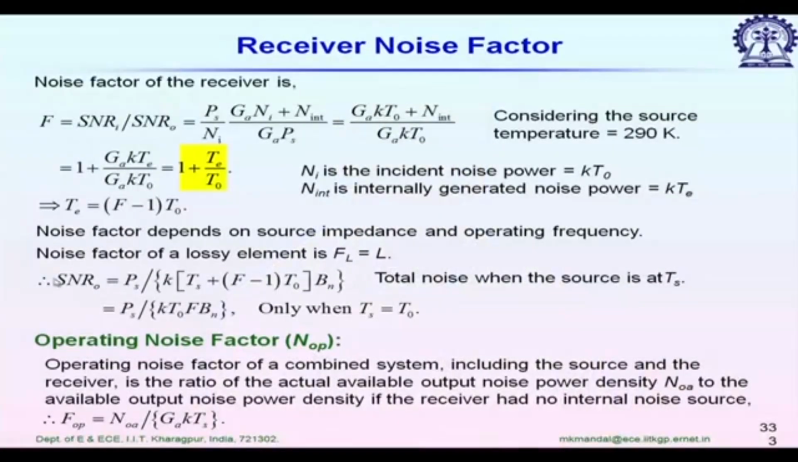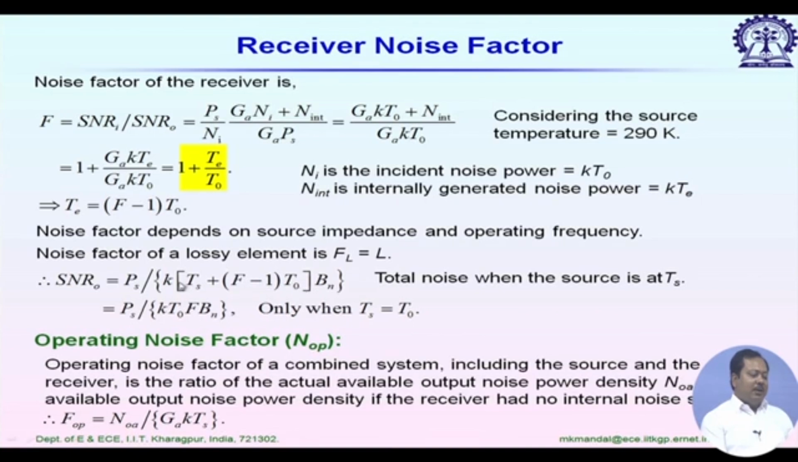Okay, now let us consider a source temperature Ts instead of that standard value of 290 Kelvin, and in that case let us see how to calculate the SNR. So, SNR at the output is equal to Ps divided by K into Ts plus (F minus 1) T naught into Bn. The first term is due to the source temperature Ts, and the second term is due to the effective noise temperature Te.